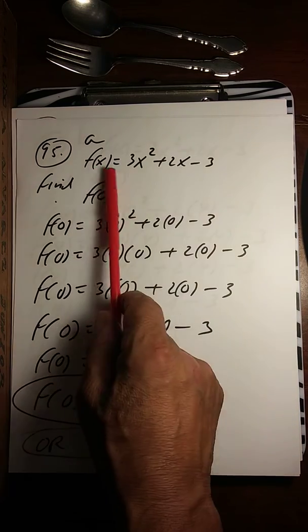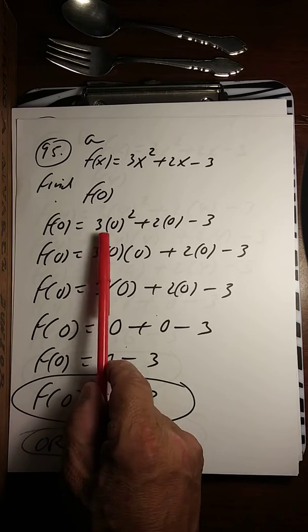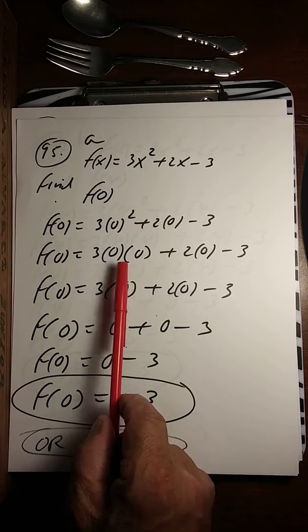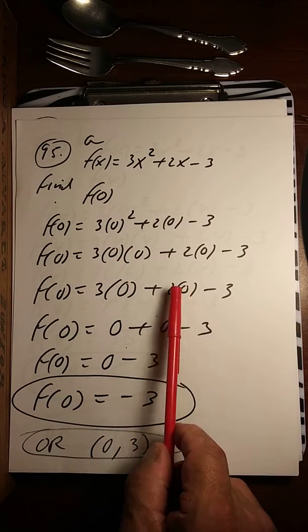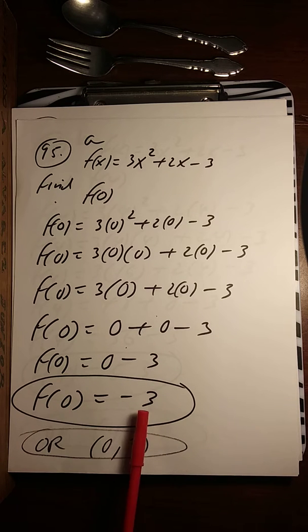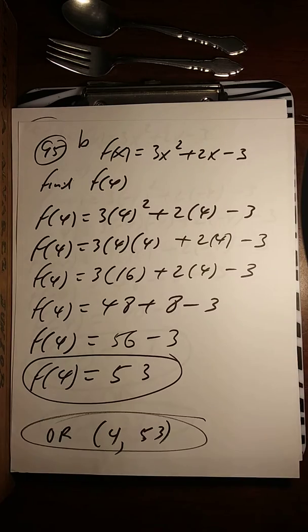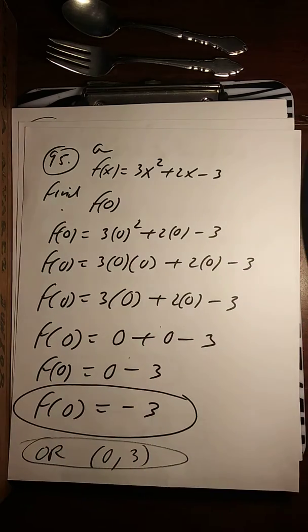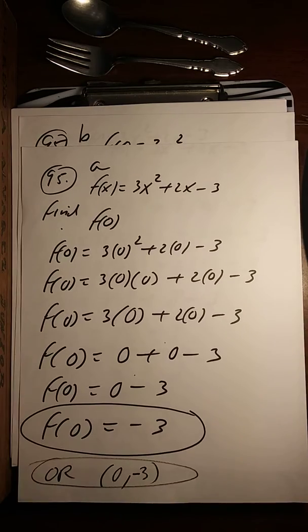F of x is this formula. F of 0: put a 0 for the x's. So 0 times 0 is 0. 0 times that is 0. 2 times 0 is 0. 0 and 0 is 0. 0 minus 3 is negative 3. So f of 0 is negative 3, or the point 0, negative 3. Now it's good.